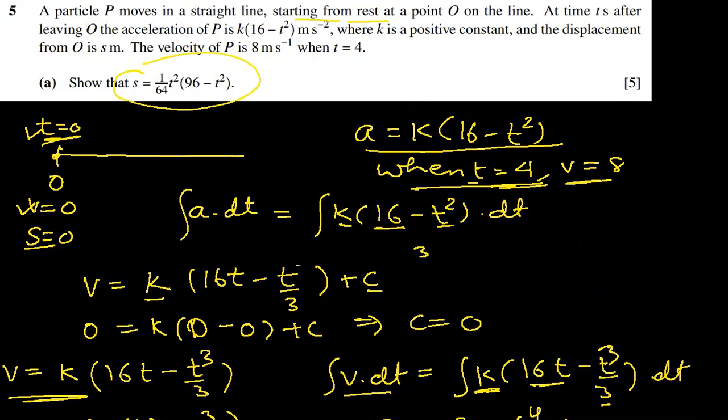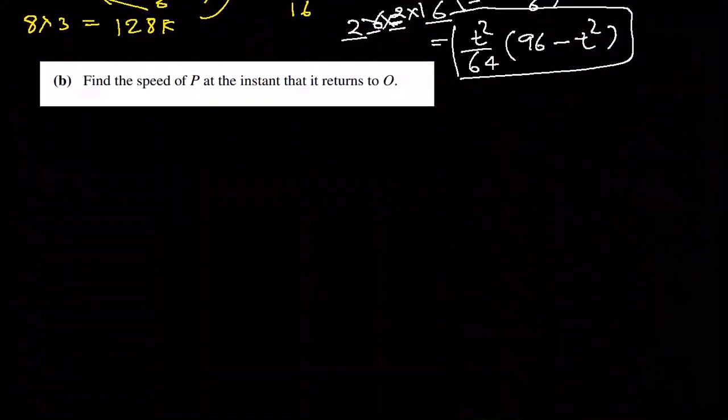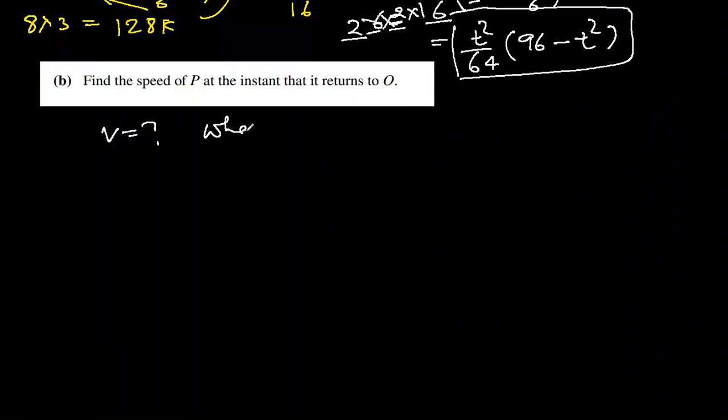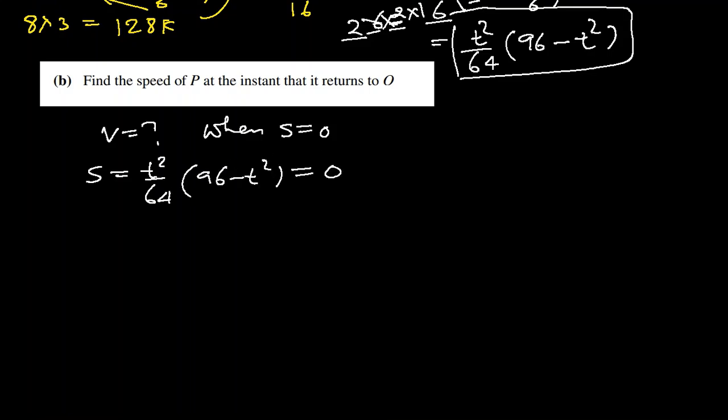Let's see. Exactly. So let's go to the B part. Find the speed of P at the instant when it returns to O, when displacement is 0 again. Returns to O means it is back at O and displacement is again 0. And now we have an equation for displacement. We'll make s equal to 0. S equal to t square over 64 times 96 minus t square, right? It is equal to 0.